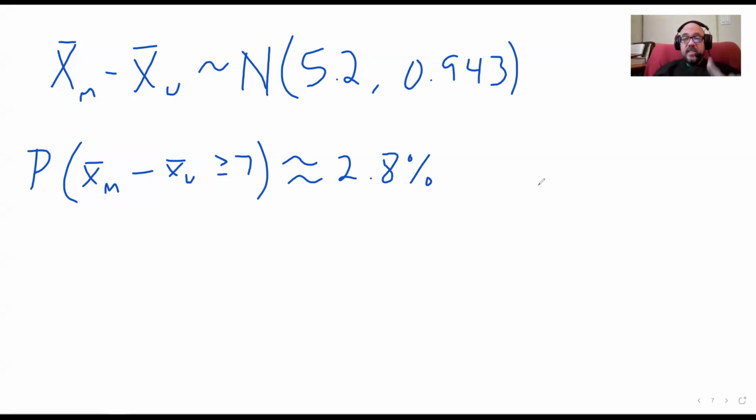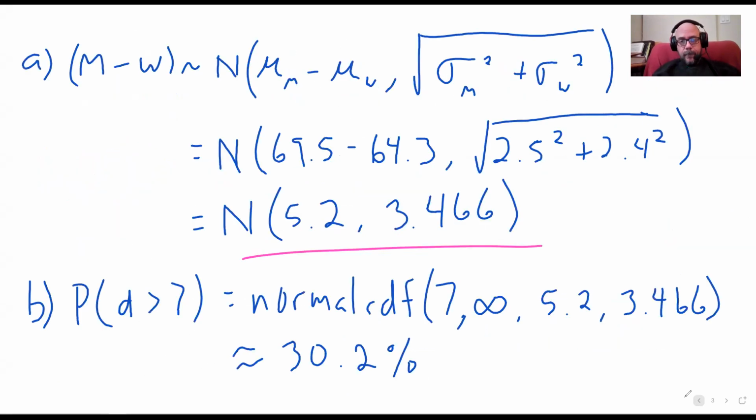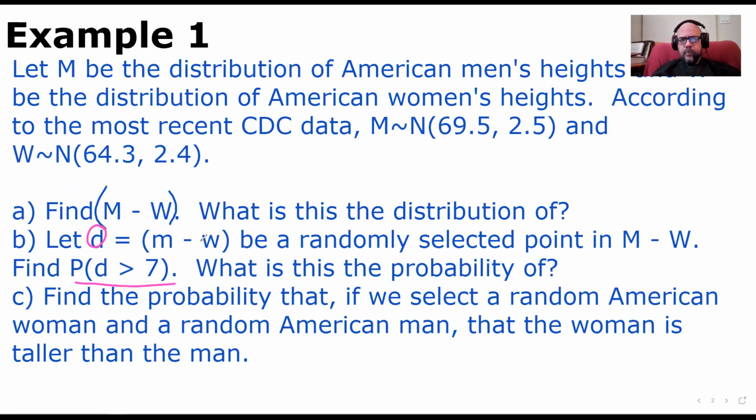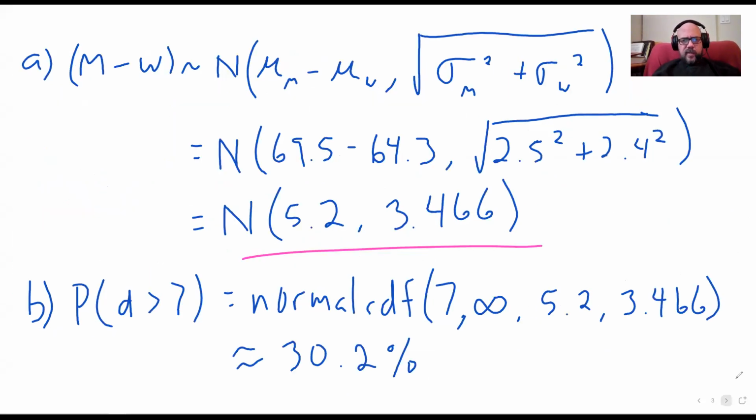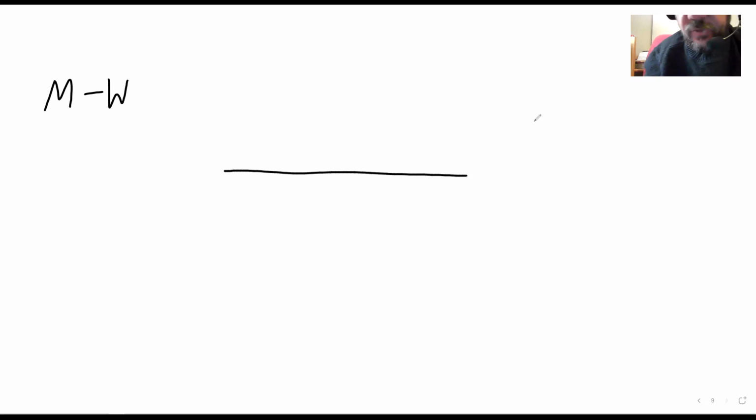Okay, here's why that's smaller than it was over here when we were just talking about one man and one woman. Right, when we found the probability that m minus w was greater than 7, and we got like 30%, right? So the thing you want to see is that distribution is centered at 5.2. All right, so let's compare these two distributions. So here is m minus w. I'm going to graph them roughly. M minus w is something that looks like this. It is relatively spread out.